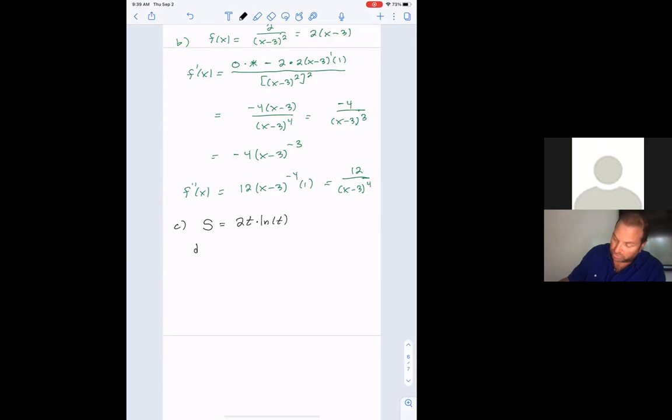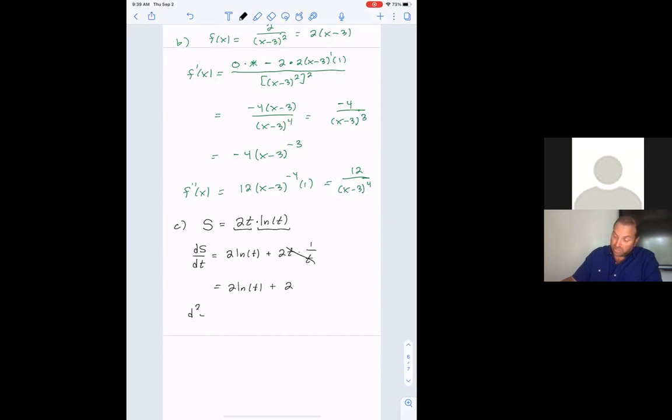So we want the derivative of s with respect to t. This is a product of 2t and ln of t. Derivative of the first is 2 times the second untouched plus the first untouched times the derivative of ln of t, which is 1 over t, which simplifies to become 2 ln of t plus 2, because these t's, one on top, one on bottom, cancel.